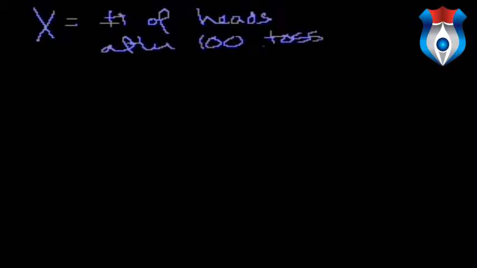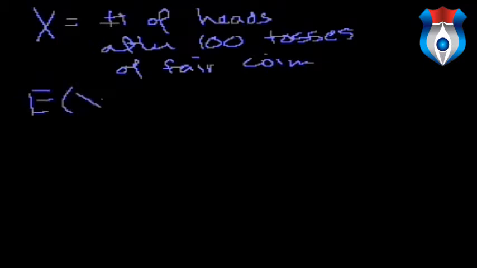X is equal to the number of heads after 100 tosses of a fair coin. The law of large numbers just tells us, well, first of all, we know what the expected value of this random variable is. It's the number of tosses, the number of trials, times the probability of success of any trial. So that's equal to 50.